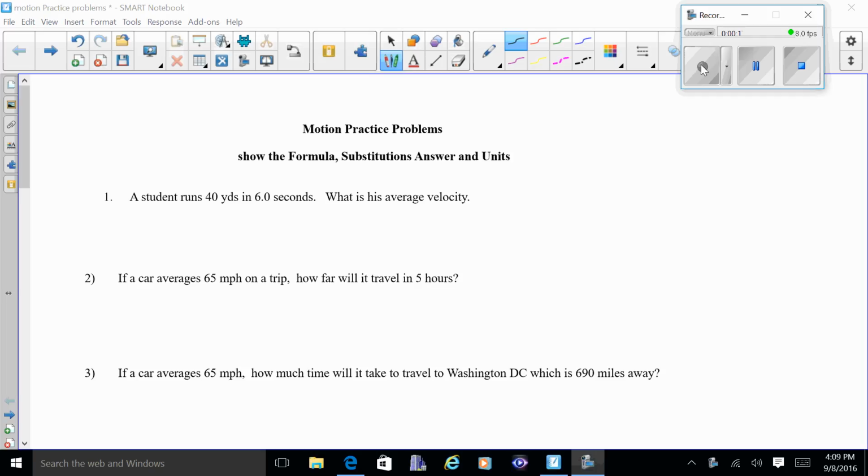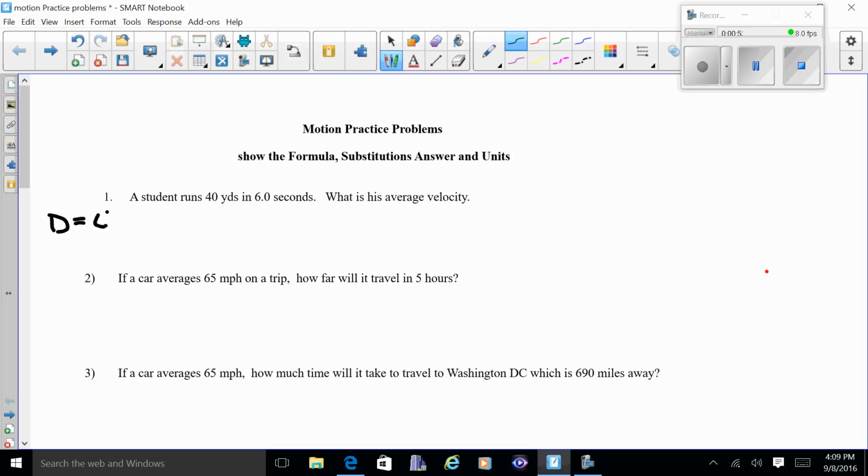So let's look at number 1. It says a student runs 40 yards. Well, 40 yards is a measure of distance. So I'm going to put D right above that 40, or off to the side here, you can simply write down what it means. So I'm going to write down that D equals 40 yards. Then it says in 6 seconds. Well, 6 seconds is a measure of time. Sorry about that. So I'm going to put down that T equals 6 seconds.